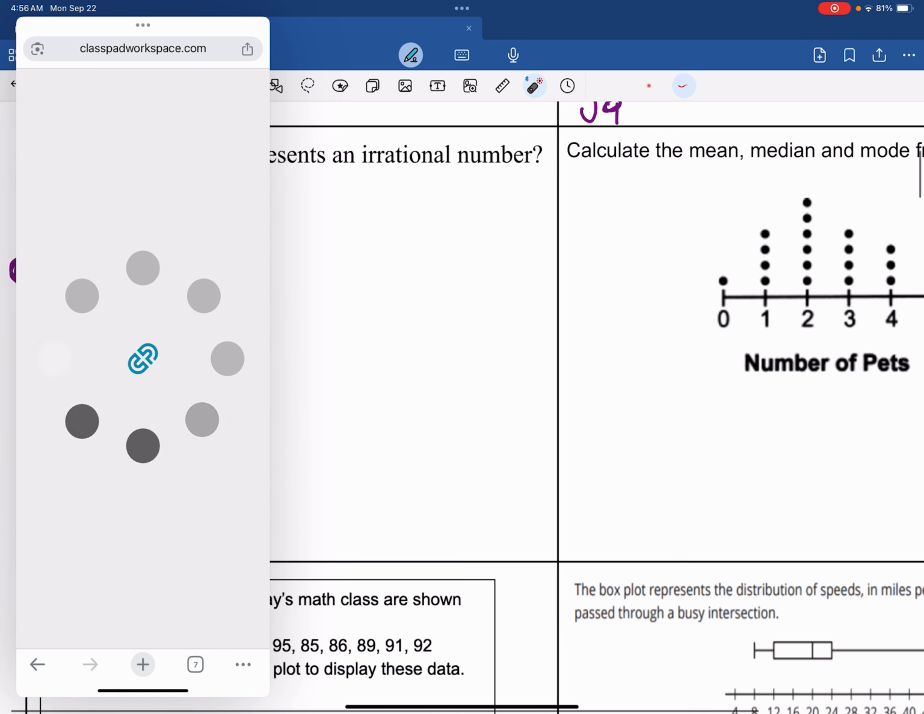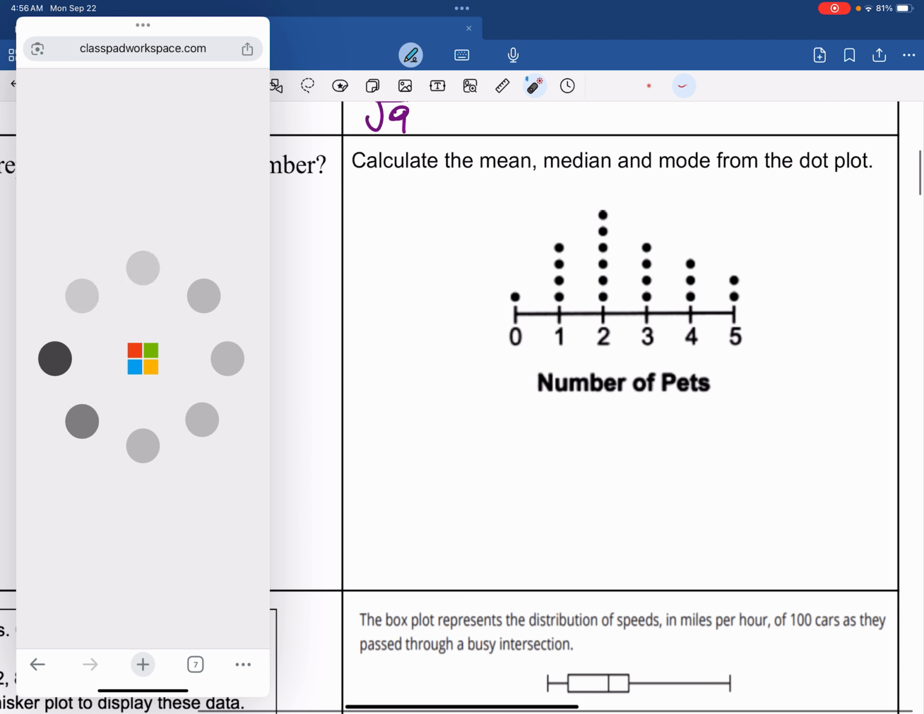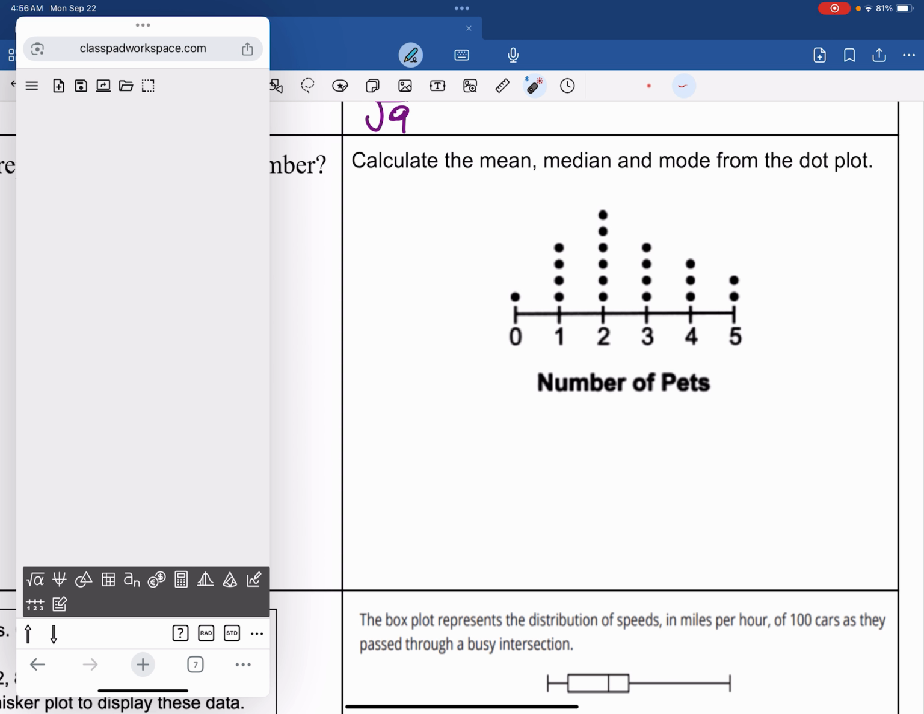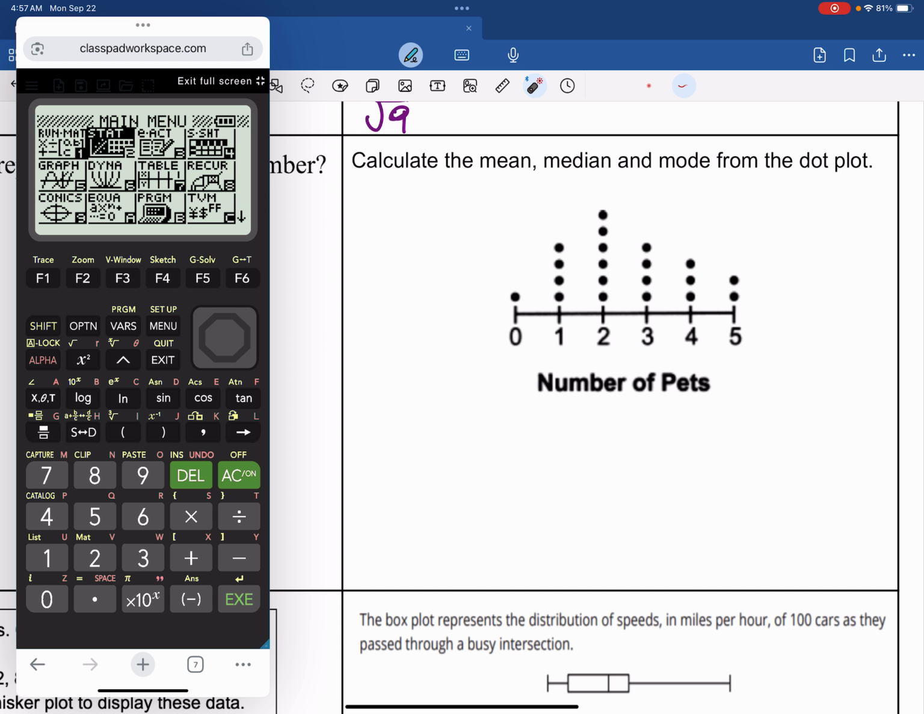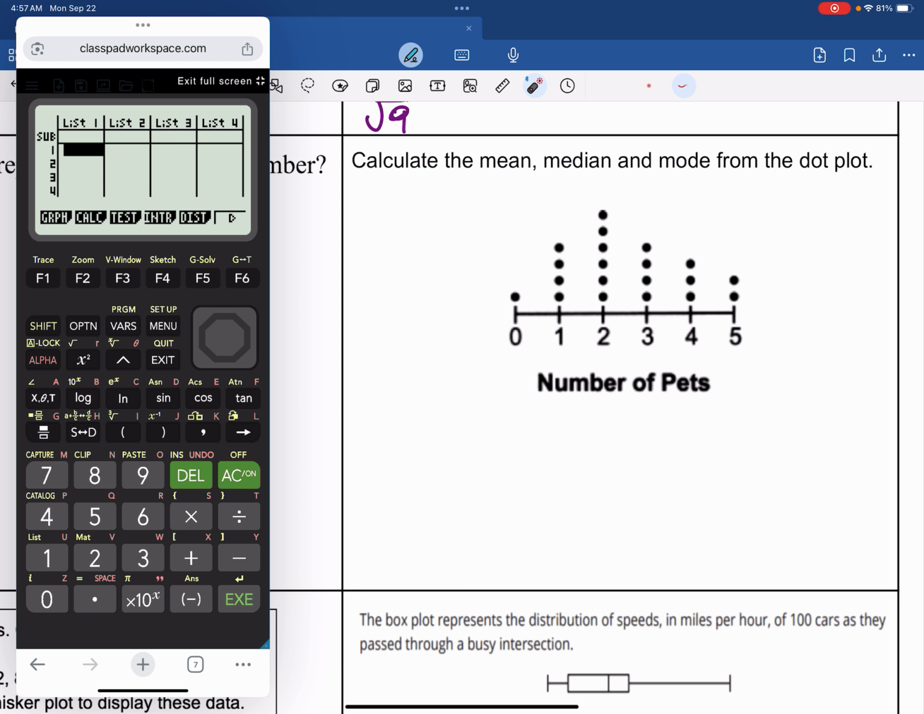All right. Next question is asking us to calculate the mean, median, and mode from the dot plot. When we have our mean, median, and mode from the dot plot, you know that each dot gets a point in the calculator. So we can use our menu stat to compute all of this. You're going to go to menu, stat, hit enter. Make sure your list is completely empty, right? So here we have 1 dot on 0. So you're going to enter 0 one time in your calculator and hit enter.